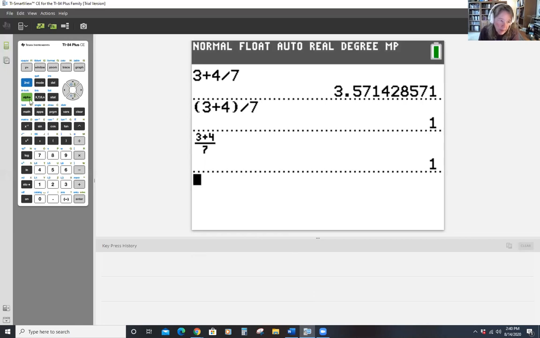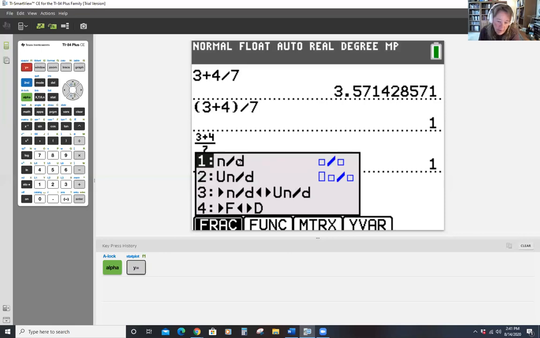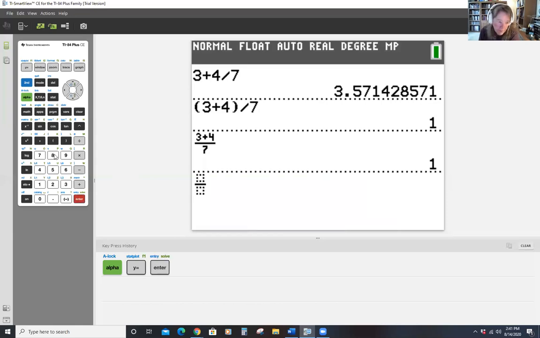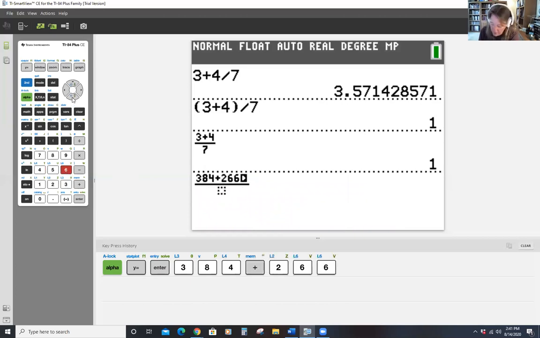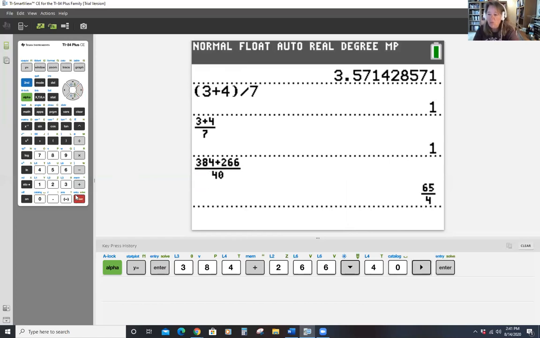So if you were stuck, it's alpha F1. We want it as numerators and denominators, so we're going to hit enter. It's already highlighted. We use the down arrow to get to the denominator. We use the right arrow to get out from underneath the fraction. And it will always give you the answer in reduced form. So it's an improper fraction reduced.